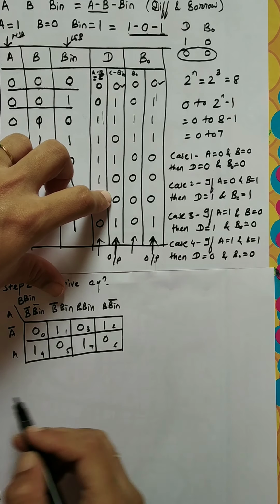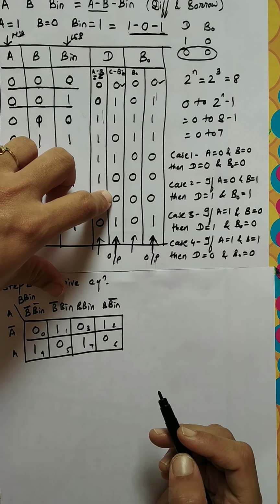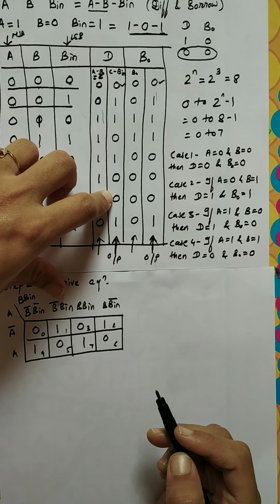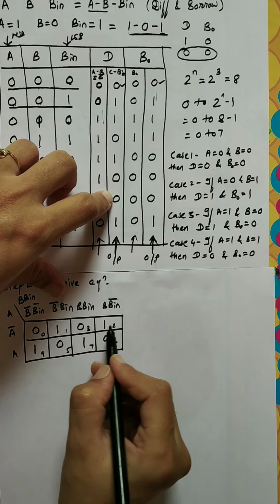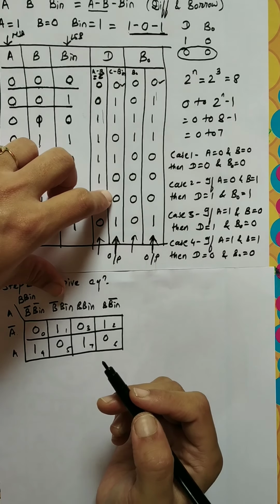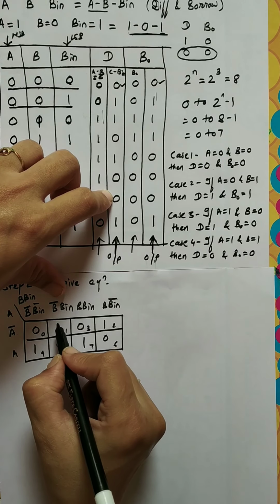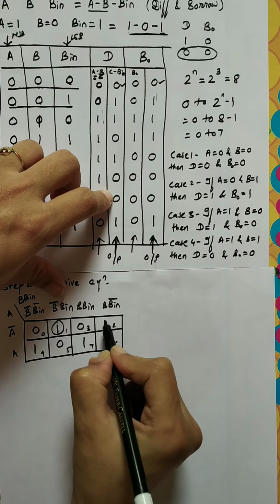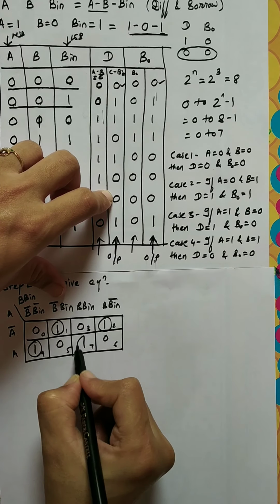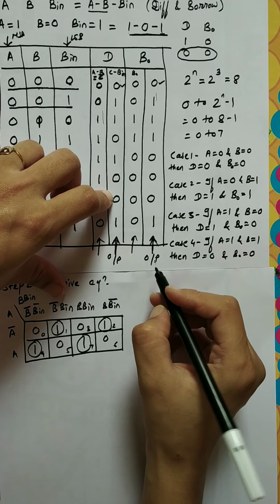So here I have to group the ones for getting the simplified equation, but as per the rules of K-map, no two ones are adjacent to each other. Actually they are in the same row but they are not adjacent, so we cannot form a group of those two ones, right? So the next step is that we have to group single ones. So I'll group these single ones here, right? Now I'll get the equation.